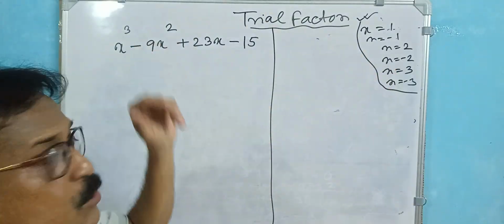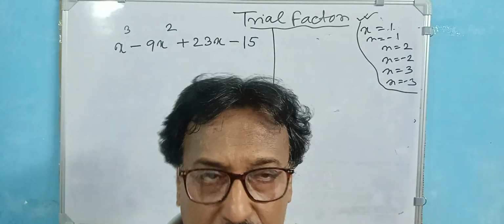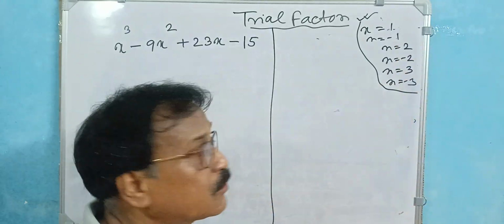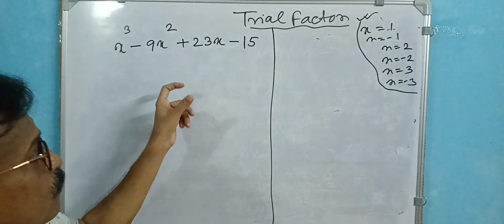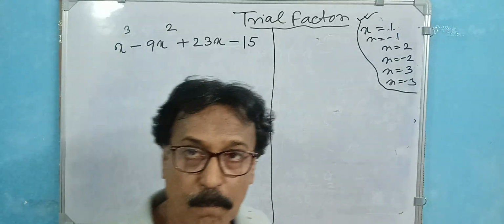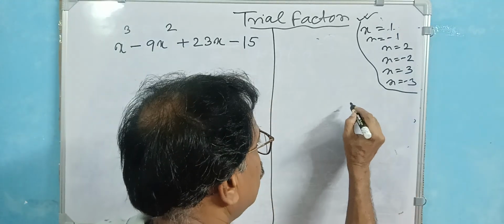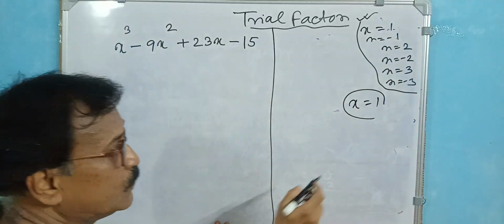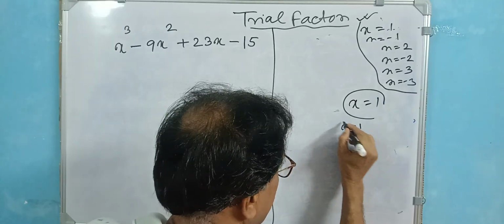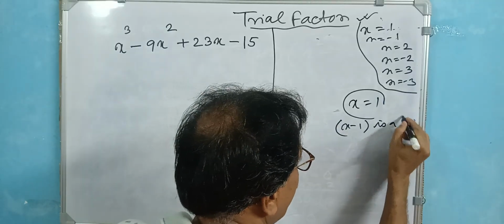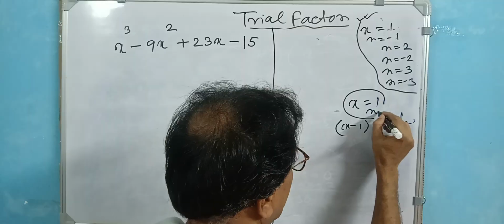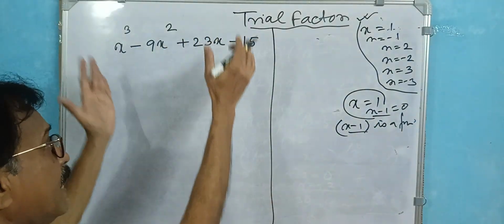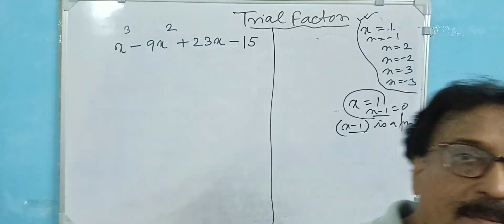You put the value x is 1, the 0 is coming, no problem at all. So automatically, if this is not, you take the other, x is equal to minus 1. Whichever value you put, the ultimate answer is 0. Now suppose you put the value x is equal to 1 and the ultimate answer is 0. That means x minus 1 is a factor, because x minus 1 is equal to 0. Then you divide it, and the ultimate answer will come.